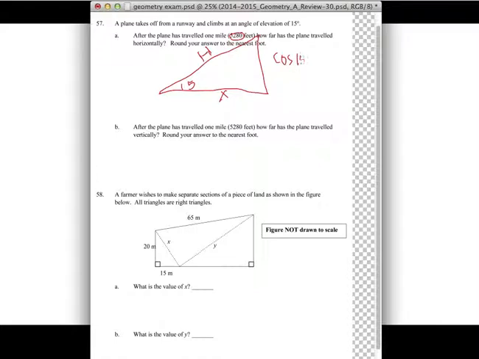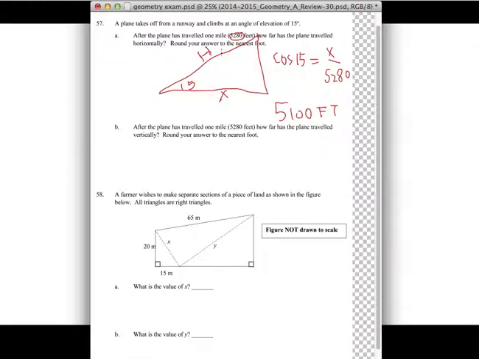which you say cos 15 is going to be x over 5280. So again, x will equal cosine 15, you get a decimal, times 5280. So let's try it. We got 15 cosine times 5280. 5100. Okay, almost exact. So we're going to write 5100 feet.